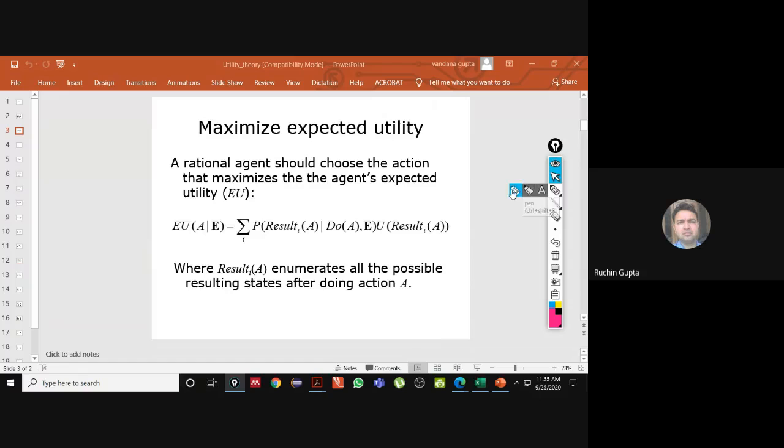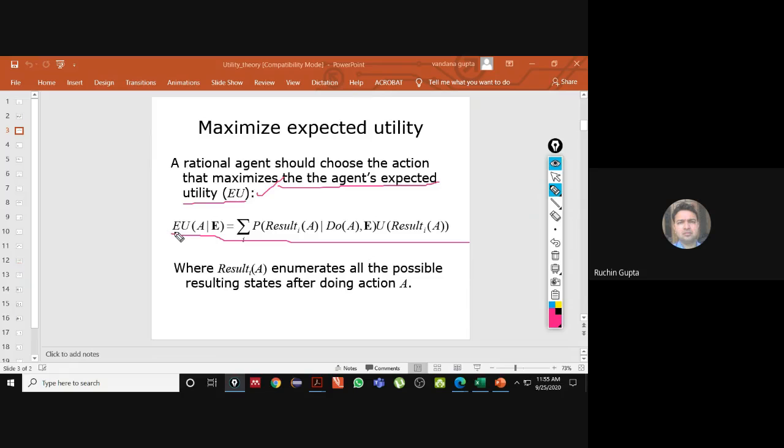So what are we supposing? We are supposing that the agent will select the state and its corresponding action that will maximize the expected value of that particular action. And how do we calculate the expected utility of a certain state and its corresponding action? This is given by this formula.